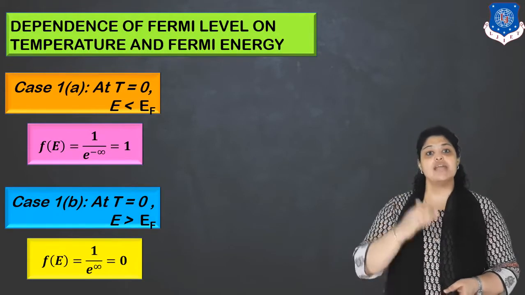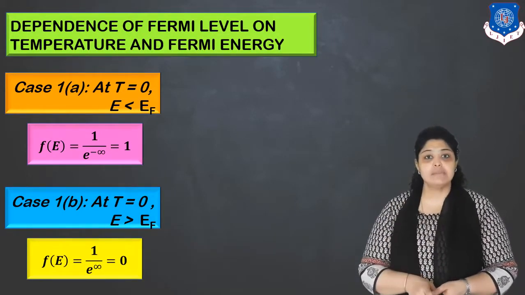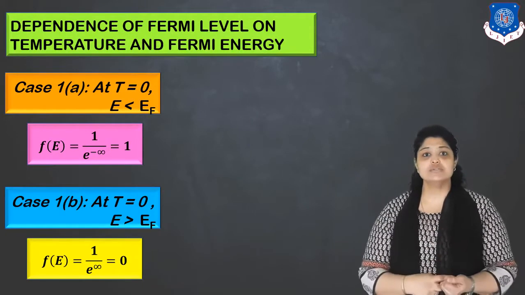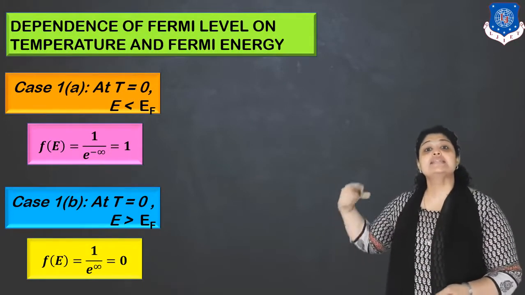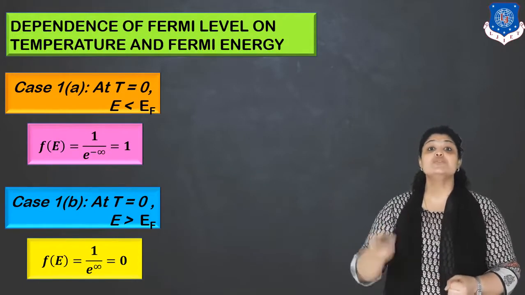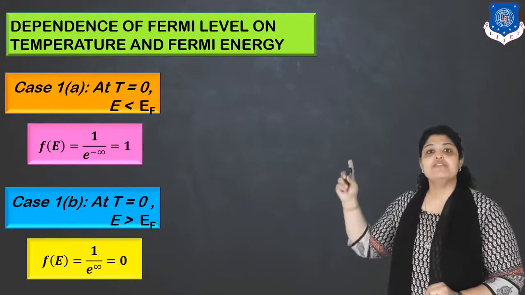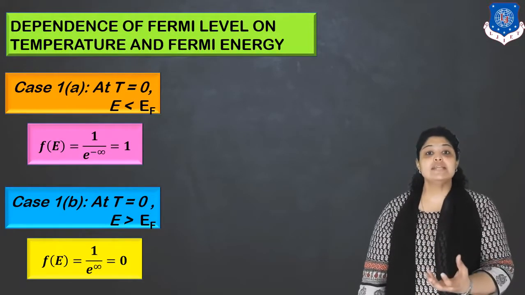In the equation F(E) equals 1 upon 1 plus e raised to (E minus EF) upon kBT, we have T equal to 0, but in this case E is greater than EF, and so we get F(E) equals 1 upon e raised to infinity, not minus infinity, and this gives us the probability function as 0. What does that mean?